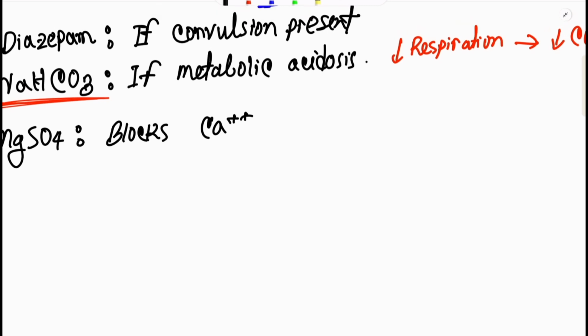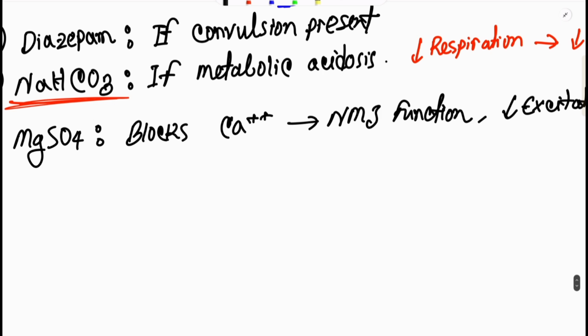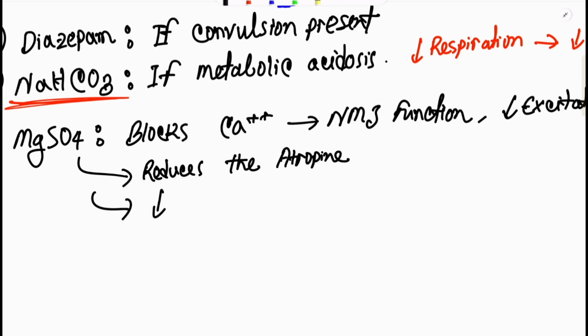By blocking the calcium channel and decreasing the concentration of acetylcholine in the synaptic cleft, it improves the neuromuscular junction function, and also there is less excitation of the CNS. Use of magnesium sulfate also reduces the required dose of atropine. It also reduces the mortality rate and also reduces the hospital stay.